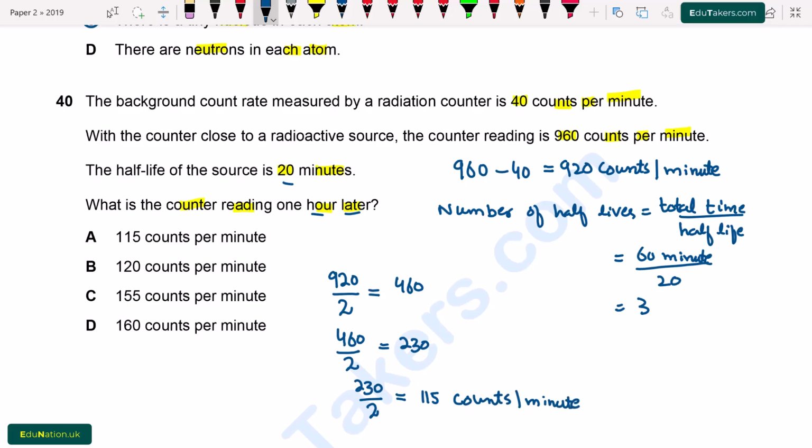These are the count rate when we have subtract the background count rate. We also have to add the background count rate. So it will be 115 plus 40, which is equal to 155 counts per minute. From here, option C is correct, which shows that 155 counts per minute. So option C is correct from here.